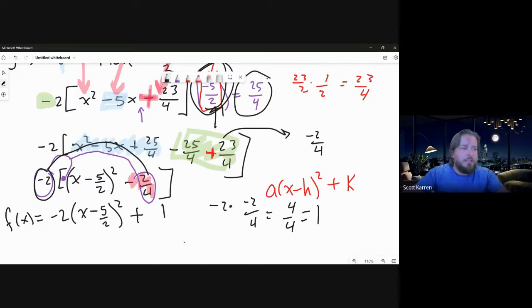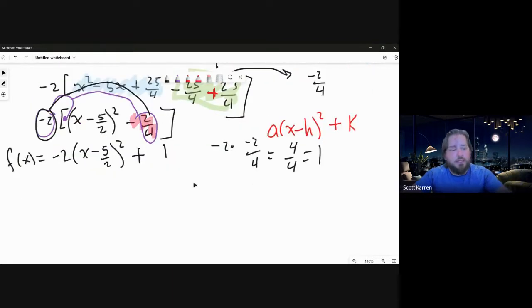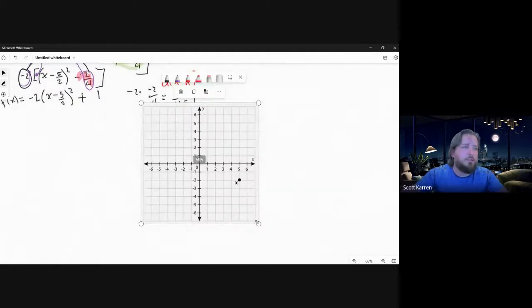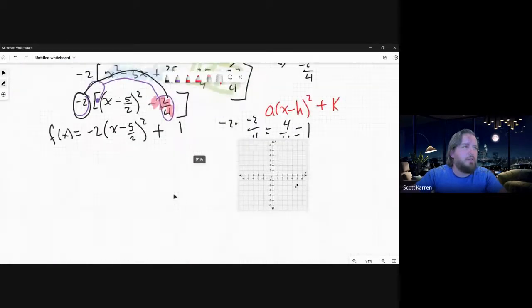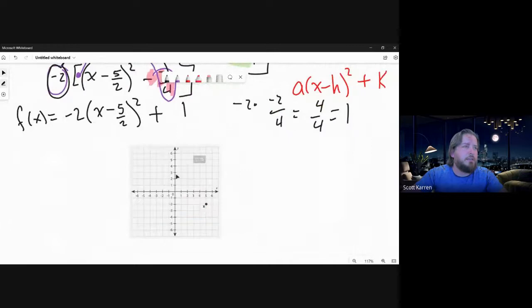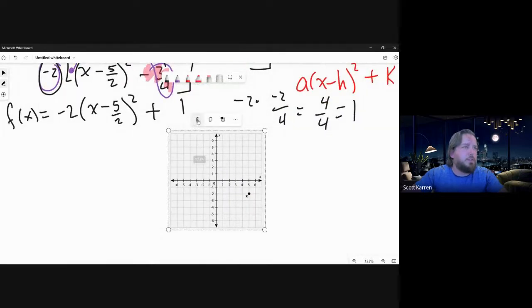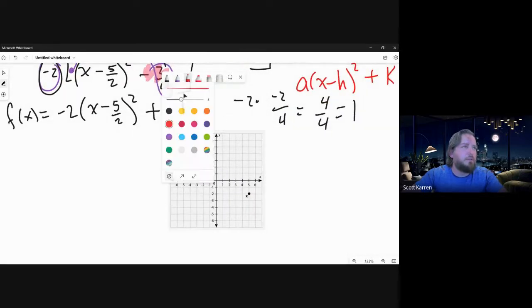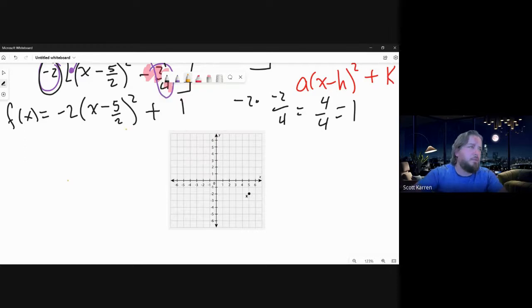But again, the nice thing about this is it was a lot of work to get it into this form, but it saves us a lot of work when we're graphing. Because when I go to graph this thing, all I have to do is know that my vertex is at 5/2, from this guy, the opposite sign of that, and 1.